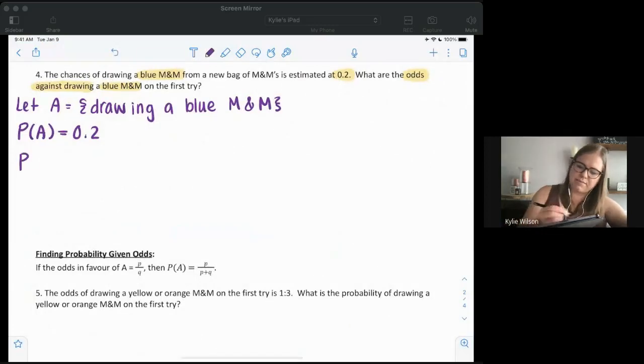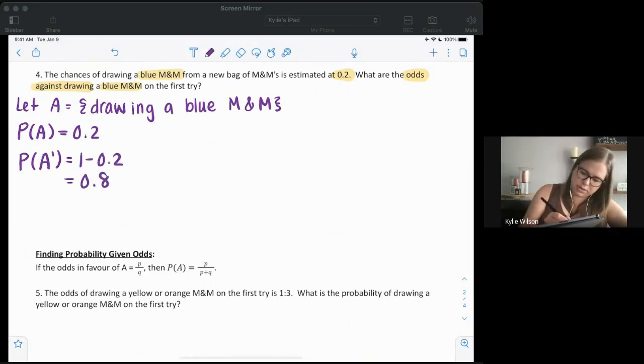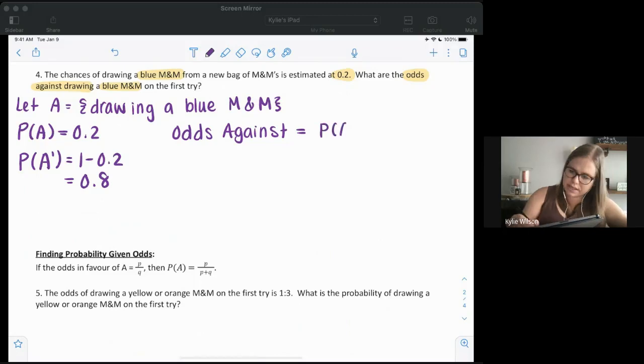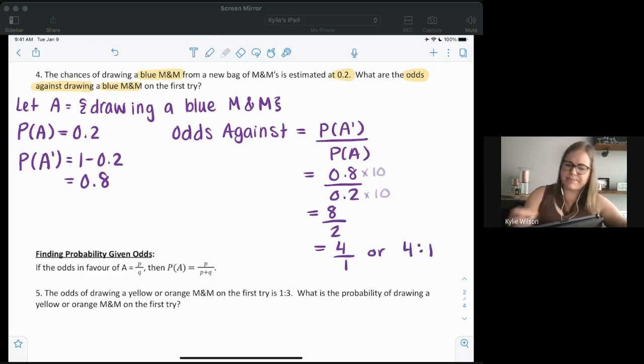That's okay. So our probability of drawing a blue M&M is 0.2. Then the complement, the probability of not drawing a blue M&M, is 1 minus 0.2, so 0.8. So now, because we have probabilities, we'll use the probabilities to find our odds against. So we'll have our probability of the complement divided by our probability of A. Our probability of the complement is 0.8, divided by 0.2. So we don't want to have any decimals, so I'm just going to multiply both of those by 10 to have 8 over 2, which reduces to 4 over 1, or 4 to 1. Again, you could use a fraction or a ratio. It doesn't matter, whatever you're more comfortable with.